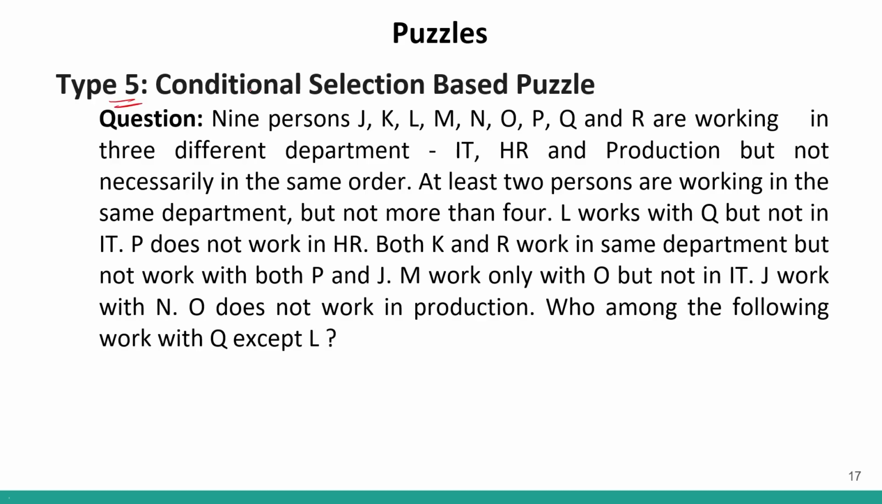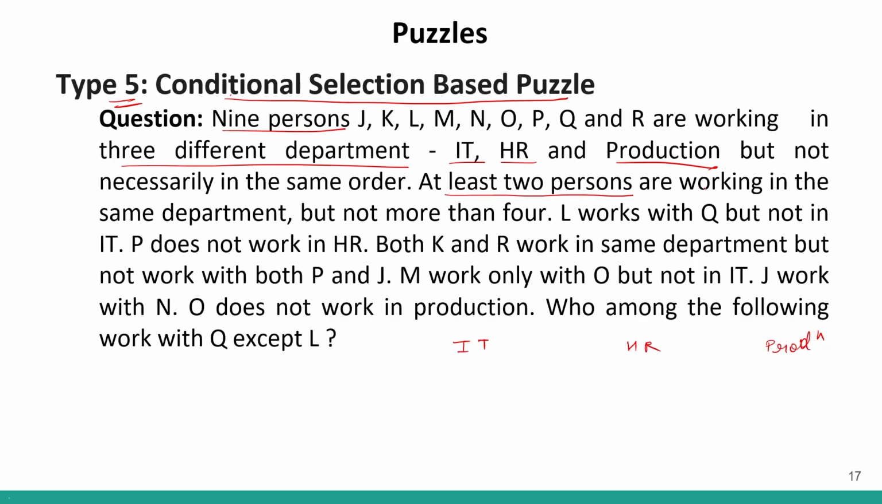Coming to type 5, conditional selection based puzzles. Conditional selection based puzzles, let us understand. So there are 9 people, J, K, L, M, N, O, P, Q and R, that are working in 3 different departments: IT, HR and production. This is given in the question.